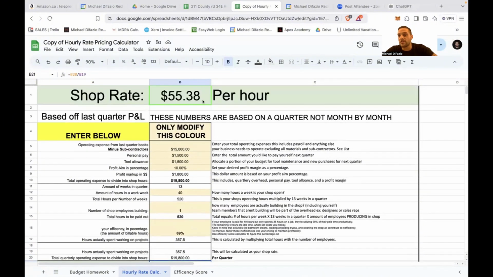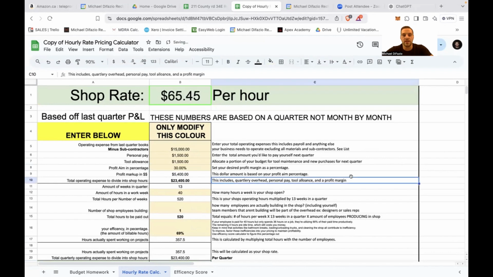$53 per hour is a little bit on the low side, but don't let this stop you from building a portfolio. If it's going to be $55.38 an hour and you're okay with only making a 10% margin, that's okay. You can always go back and change this, right? Say you wanted to make more money. You wanted a 30% profit margin. Your shop rate just went up to $65.45 per hour. This is very important. You can change this, and you can modify this by changing certain numbers.